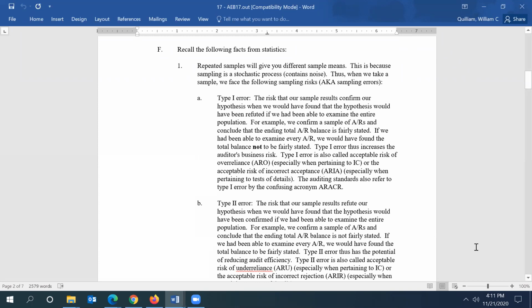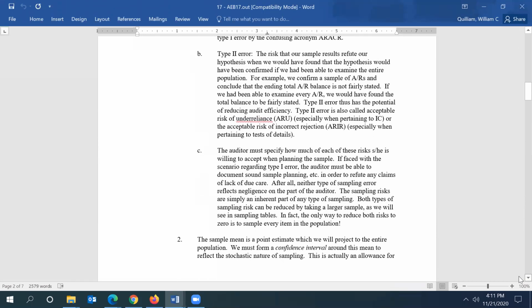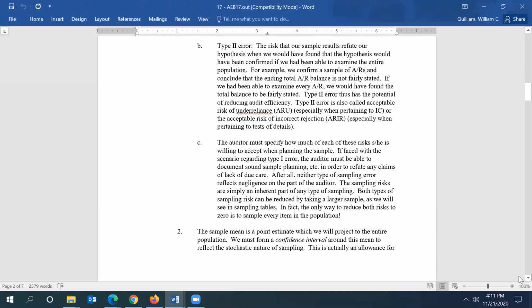So the other one, the risk of type 2 error. So in this case, just the opposite. Our sample's bad, but the population's good. So it's the risk that our sample results refute our hypothesis when we would have found the hypothesis would have been confirmed had we been able to examine the entire population. So again, sample is bad, entire population is good. We got bad, draw the cards.